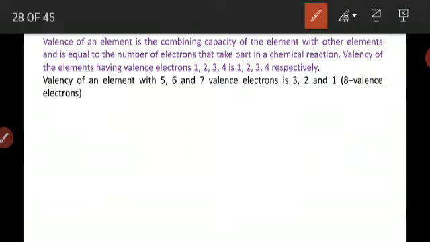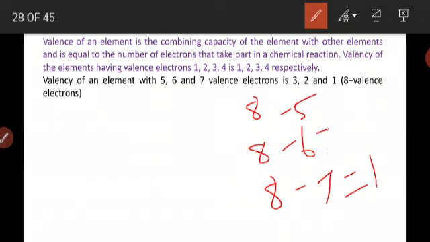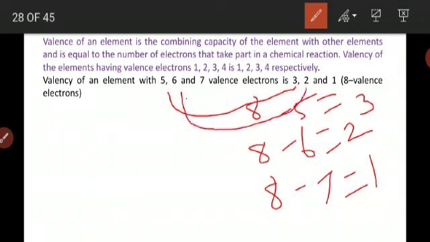If the outermost shell has more than 4 electrons, you have to consider 8 minus 5, 8 minus 6, 8 minus 7. 8 minus 7 is 1, 8 minus 6 is 2, 8 minus 5 is 3. So if 5 electrons are present in the outermost shell, the valency is 3. Is it clear, students? If the outermost shell has 6 electrons, the valency is 2. If 7 electrons, the valency is 1. This is the 8 valency electron. 8 minus valency electron. Is it clear, all of you?